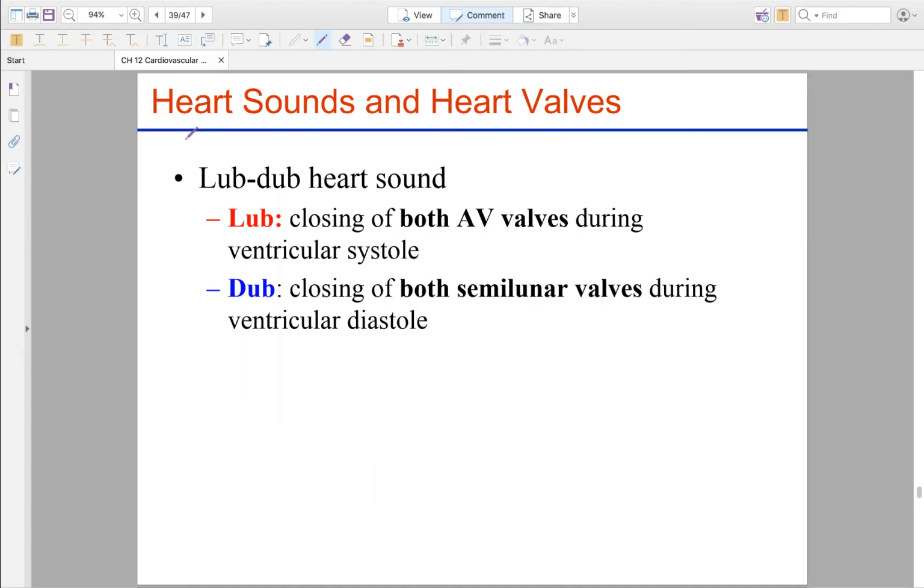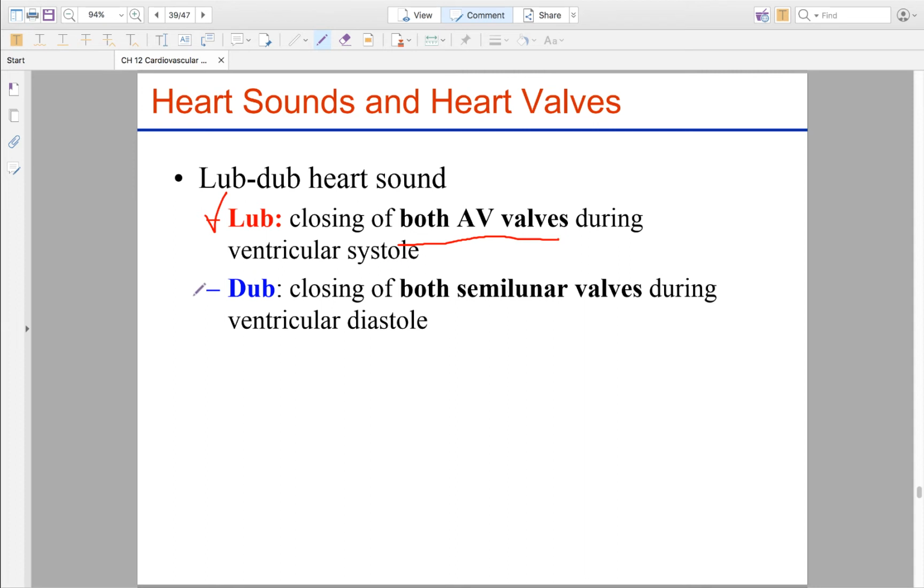Okay, so that's the cardiac cycle. The next thing we're going to talk about is the sounds of the heart and the valves. So if you were to listen to a heartbeat with the stethoscope, we hear this lub-dub, lub-dub, lub-dub sound, and those sounds are very specific. The lub sound, or the first initial beat, is what you're actually hearing: the closing of both AV valves during ventricular systole.